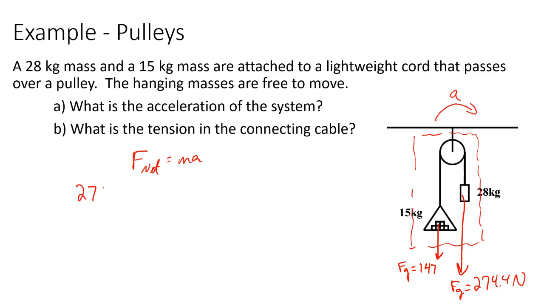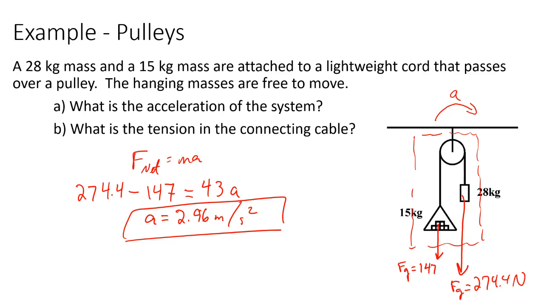They'll be playing a little tug of war, and I'm going to call the 274.4 force of gravity positive because I know, just conceptually, that this is going to accelerate in the clockwise direction, because 28 kilograms is more mass than the 15 kilograms. Okay, so my F net equals ma line will look like so. And then we can plug and chug, and we should find that acceleration is equal to 2.96 meters per second squared.